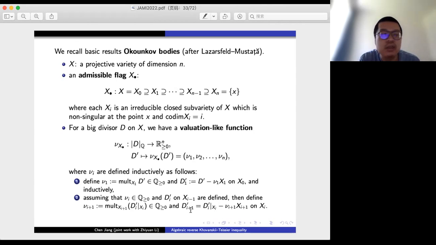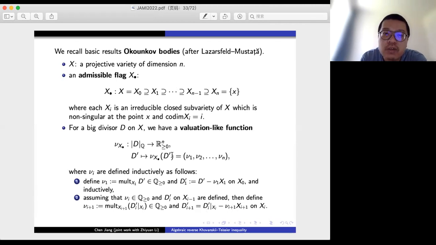I should remark that although we don't assume smoothness, everything we do is over the generic point of every X_i. So the divisors and the multiplicities are all well defined.